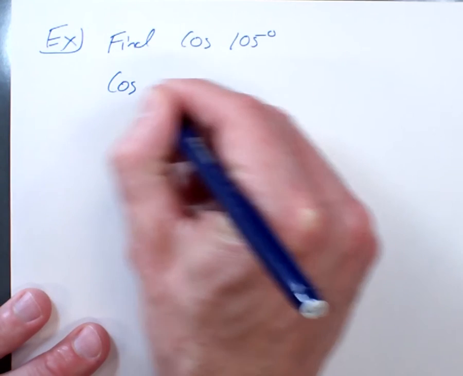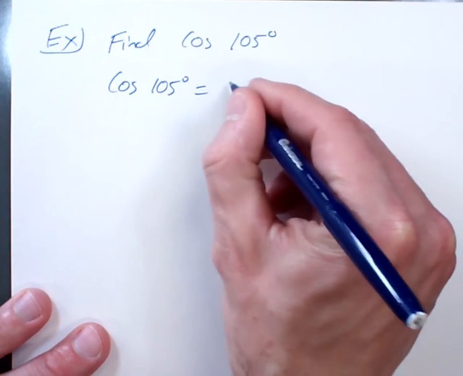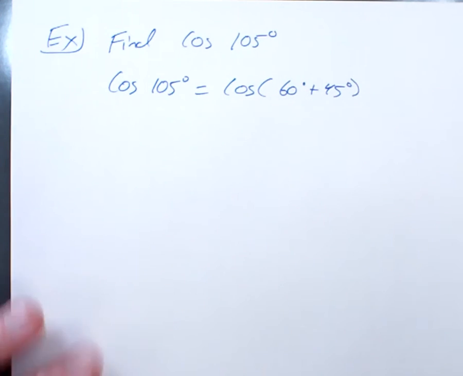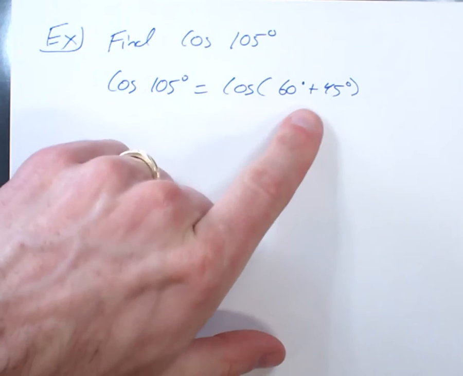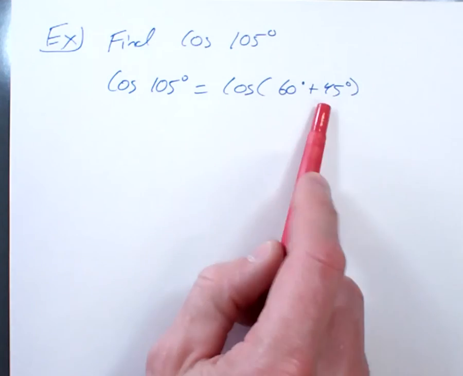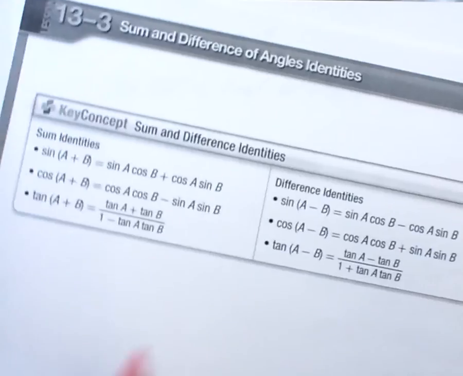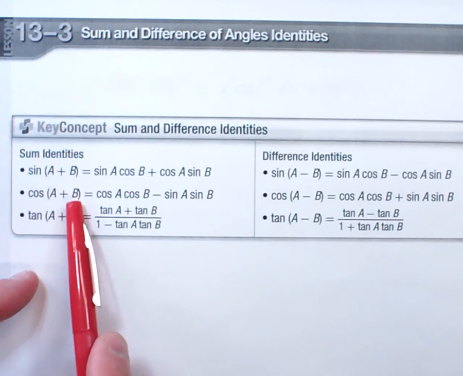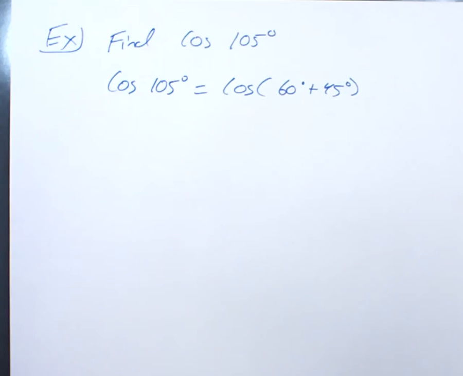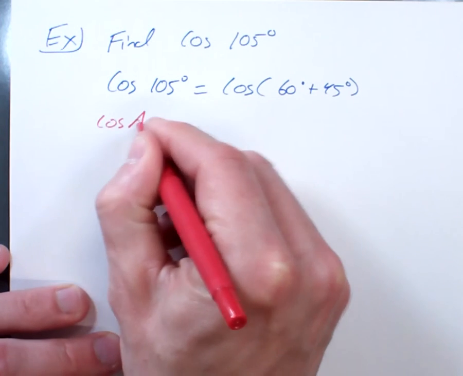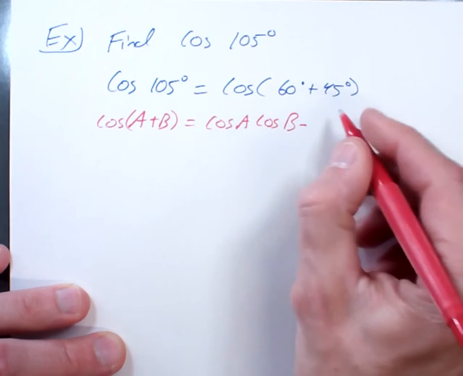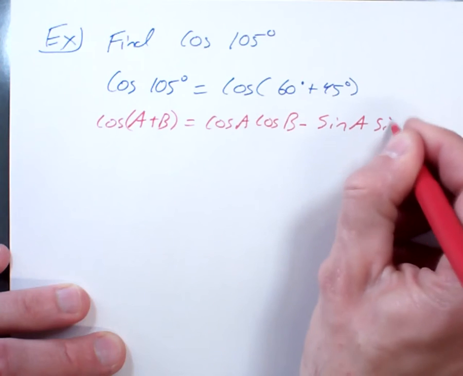So let's go cosine of 105. It's the same as the cosine of 60 plus 45. Now, when you think about that angle addition, this is a sum, isn't it? And so now we look at our identities and we're looking for a sum for the cosine. And so for cosine, cosine of A plus B is equal to cosine A cosine B minus sine A sine B. Cosine A cosine B minus sine A sine B.